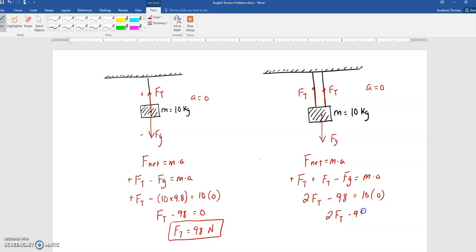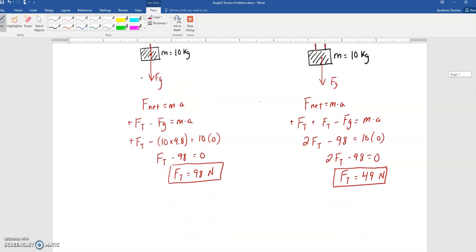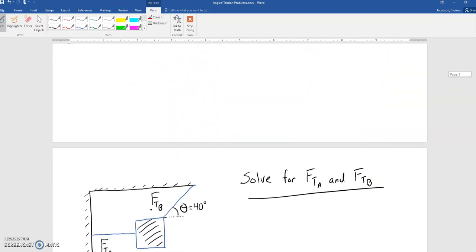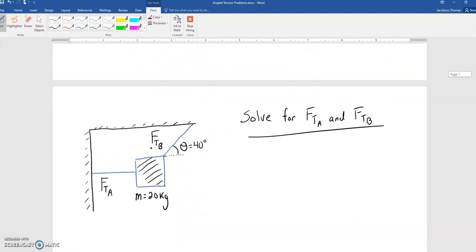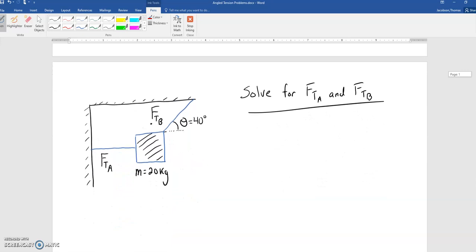2Ft minus 98 equals 0. And just like you would think, now that we have two ropes, each one is holding up half of the 98 newtons of weight of the block. So those are some simple, straightforward problems from our forces chapter that you guys should know. But now we're going to move on to what happens when we have ropes that are at an angle, which makes the problems a lot more complex. But you guys will have all the skills to do these.